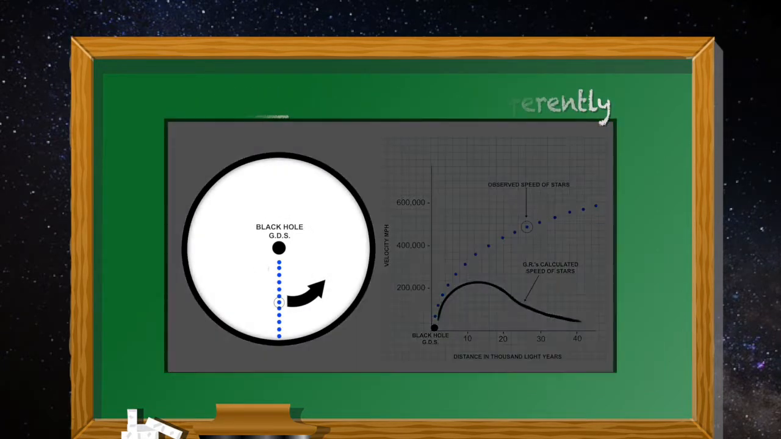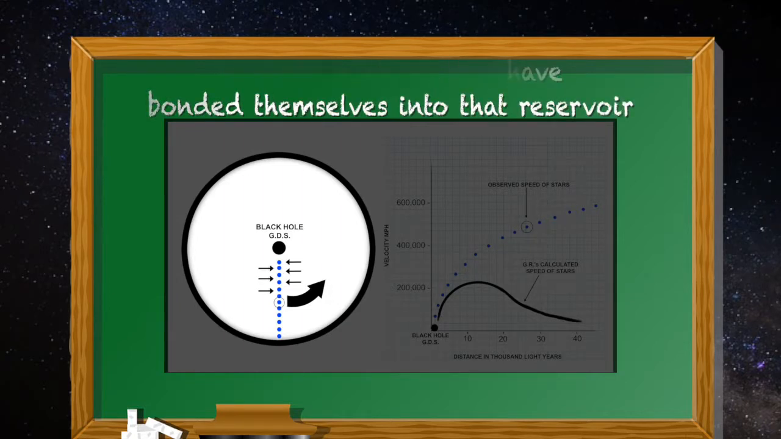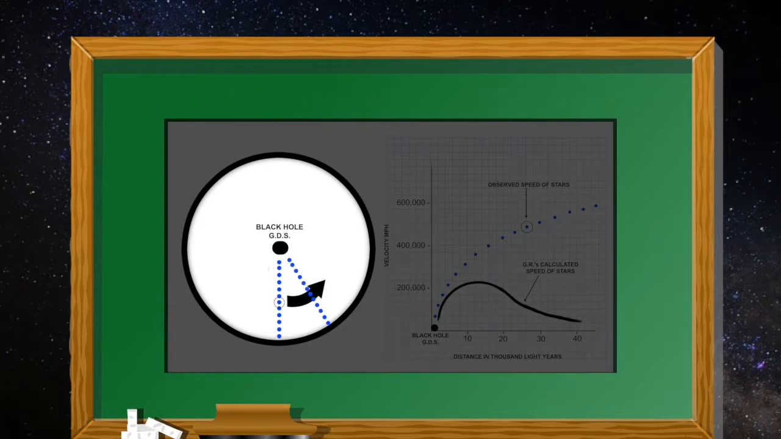The circle depiction of a galaxy is an easy way to envision the rotating galactic reservoir. The reservoir is rotating in the direction of the arrow. The line of stars depicts dominant masses that have bonded themselves into that reservoir. Therefore, they travel around the galaxy at the same speed as the reservoir.